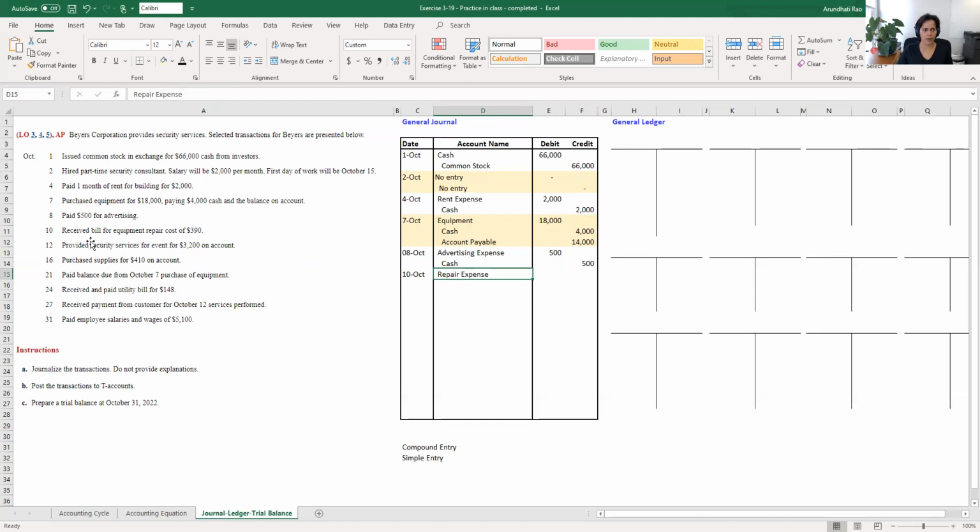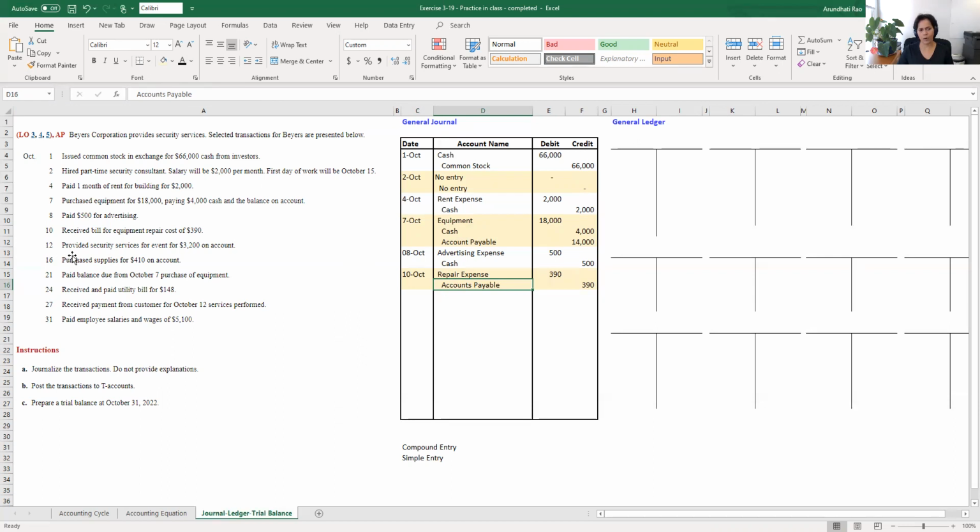It says received a bill for equipment repair. When it says received a bill, it means I've been told I need to pay that money. I have not yet paid it. So again, this is an example of a liability being created in our books. Repair expense debit, accounts payable credit, and the amount was $390. So once again, this is a simple entry. I got the benefit of a service. I've not paid cash as yet. I will pay in the future, therefore I have a liability.